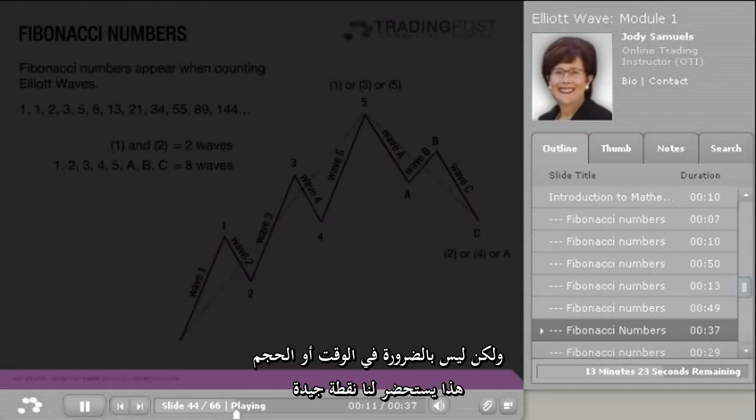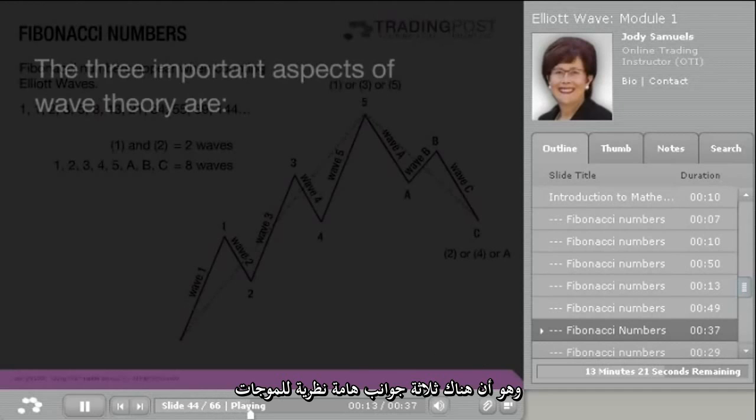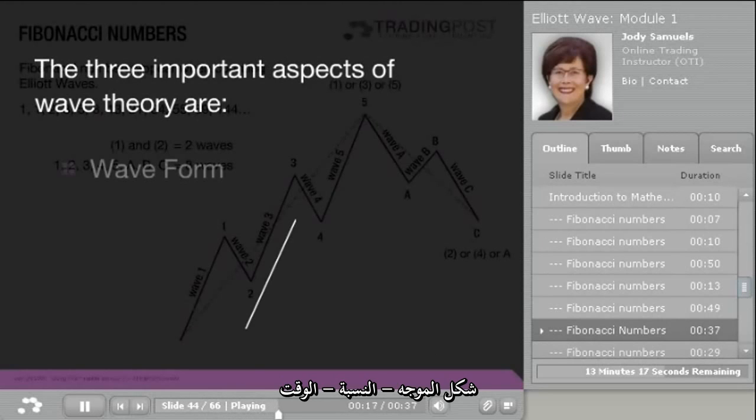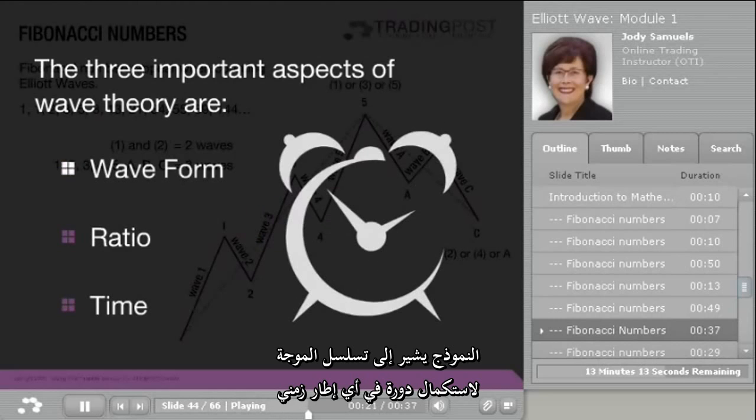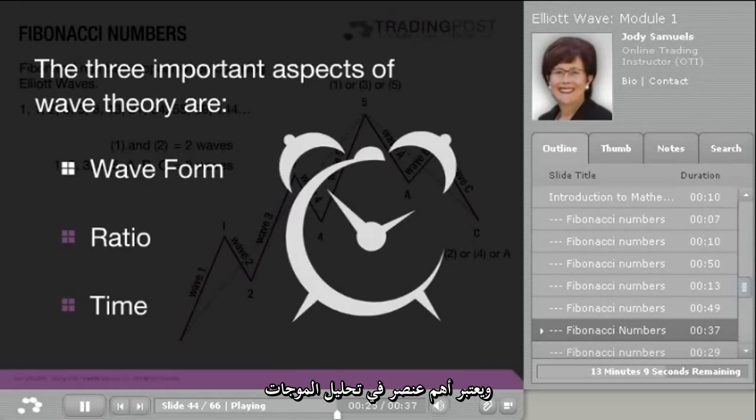This brings up a good point, which is that there are 3 important aspects of wave theory: pattern or form, ratio, and time. Pattern refers to this wave sequence completing a cycle in any time frame and is considered the most important element of the 3 in wave analysis. However, we will look very closely at ratio analysis and introduce time analysis as well.